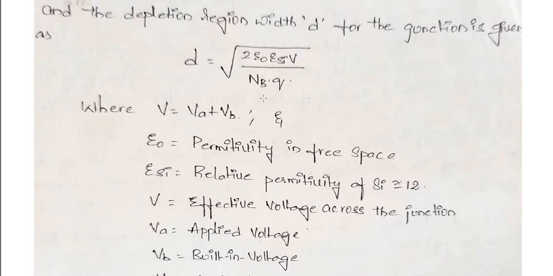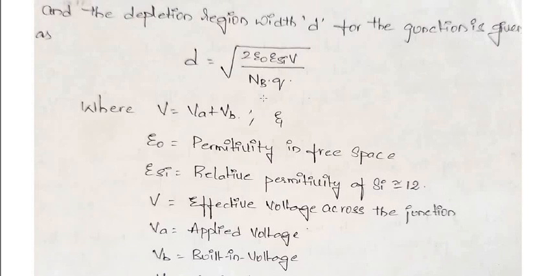Epsilon naught and epsilon Si are the permittivity of free space and the relative permittivity of silicon, because we are using silicon, silicon dioxide, or the pure silicon crystal. So we are using the relative permittivity of silicon, which is approximately equal to 12.